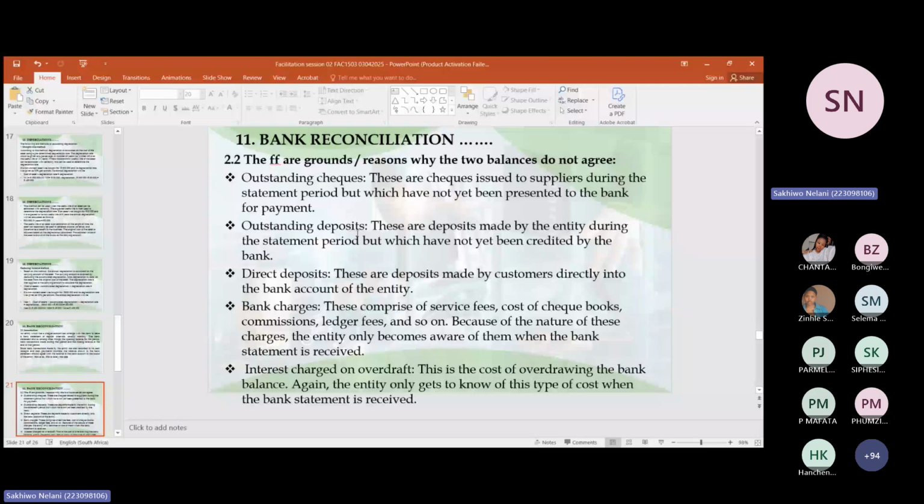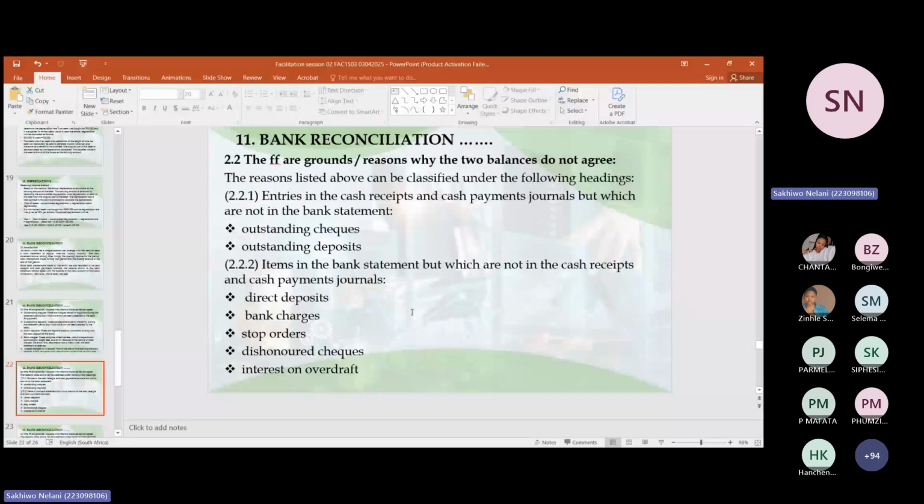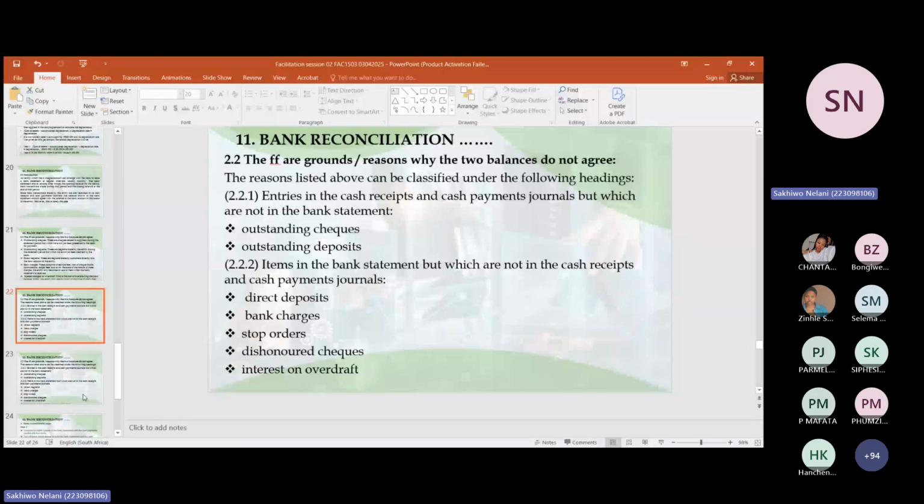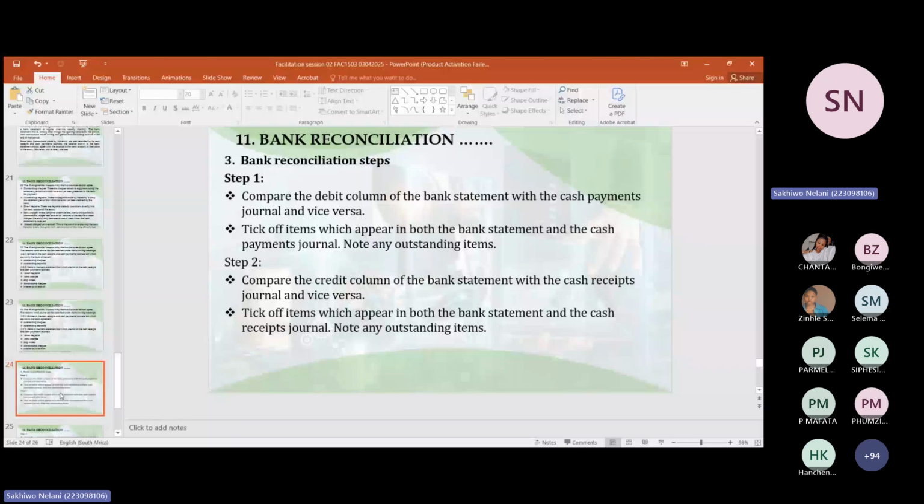Bank reconciliation has got steps. I indicated the grounds: either the outstanding checks, outstanding deposit, direct deposit, stop orders, like your insurance. But critically, I want you to understand the steps that are involved in the bank reconciliation. You will be expected to follow these steps. But even this one needs a practical part to understand better. You'll apply these steps during the bank reconciliation process.